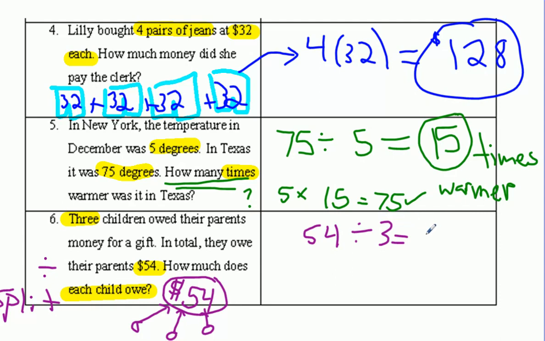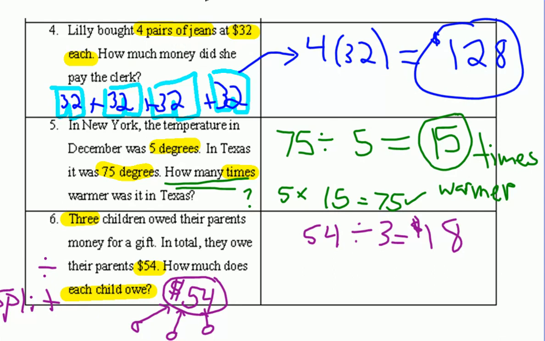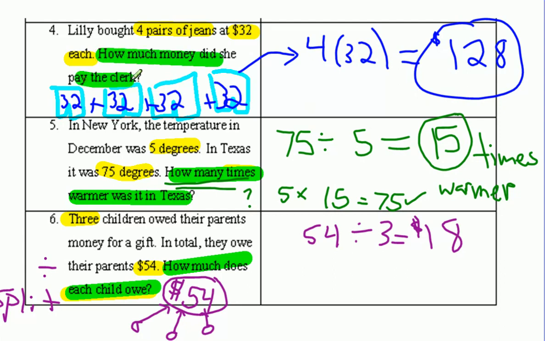I don't know if you hear me doing my calculator. I'm doing my calculator here because I don't know what that is off the top of my head. 18. How much does each kid owe? Each kid owes $18. You see, every time I was going back to the question to reread it to see if my answer made sense in terms of positive and negative, and to see what to label my answer. How many times warmer? It was 15 times warmer. How much money did she pay the clerk? She paid the clerk $128.